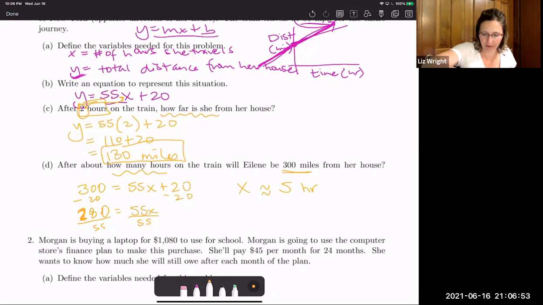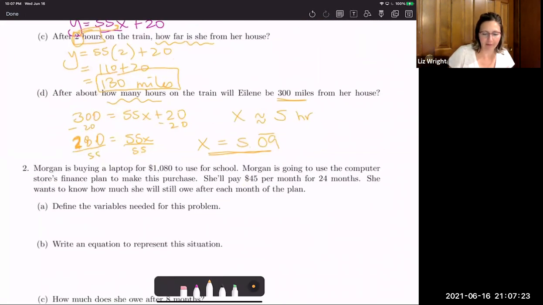All right, I'm going to find out what it is more closely. We've got 280, and we're dividing it by 55. And it was 5.09 repeating. So x equals 5.09 repeating, and so again, it's just after 5 hours. This is what you should have been getting in your calculator. Then you're approximating, it's about 5 hours.